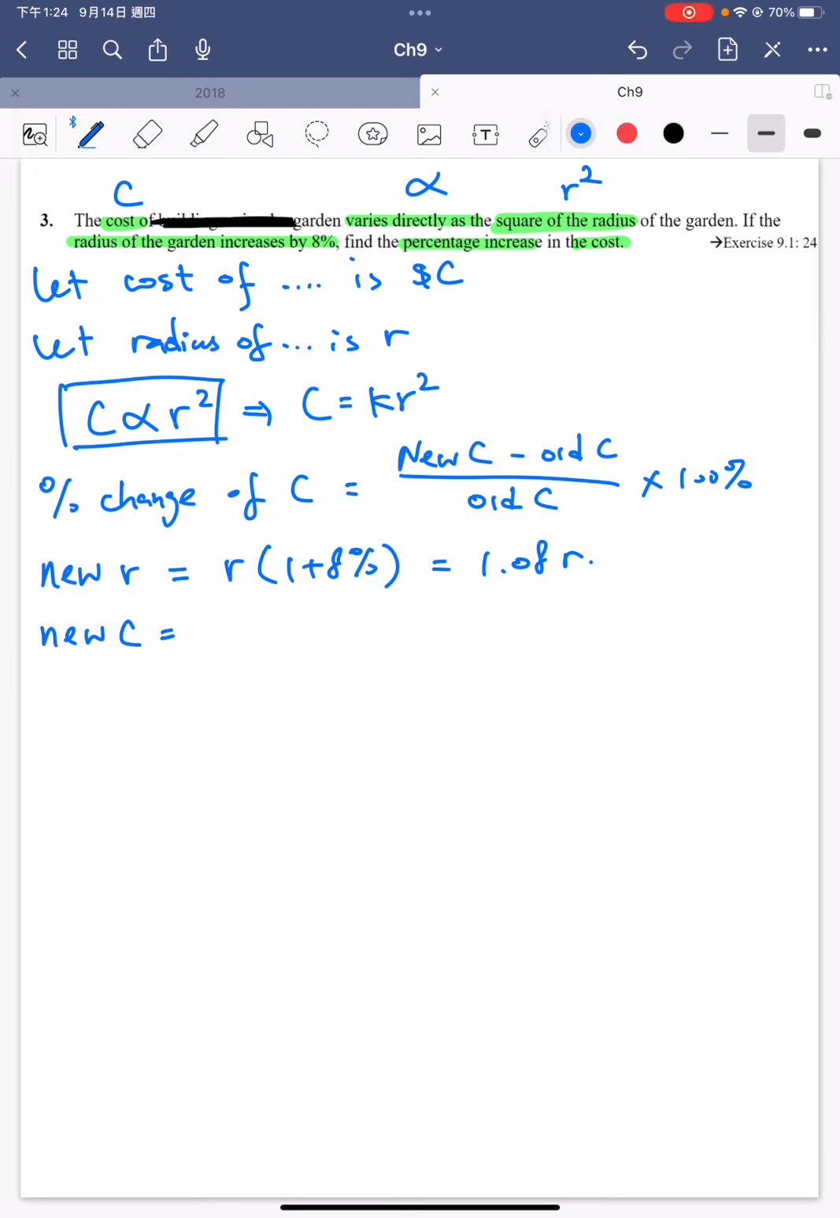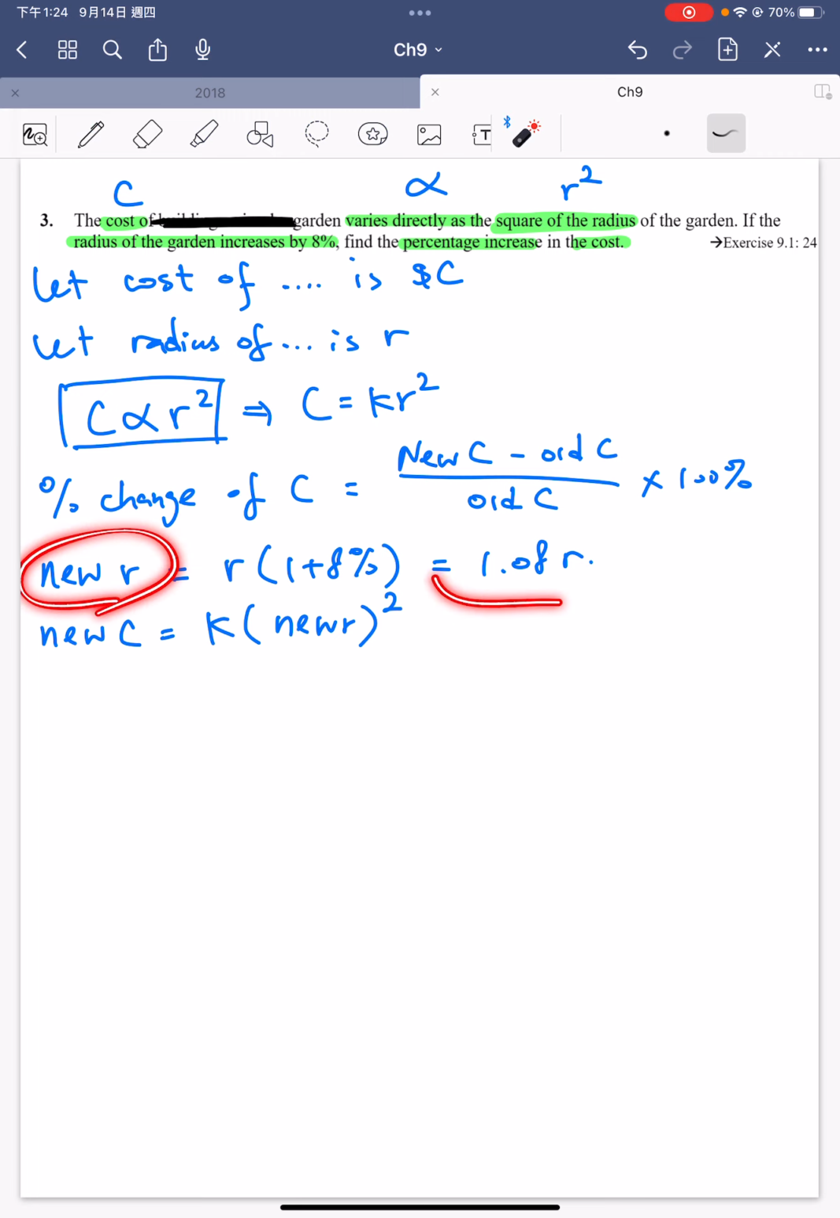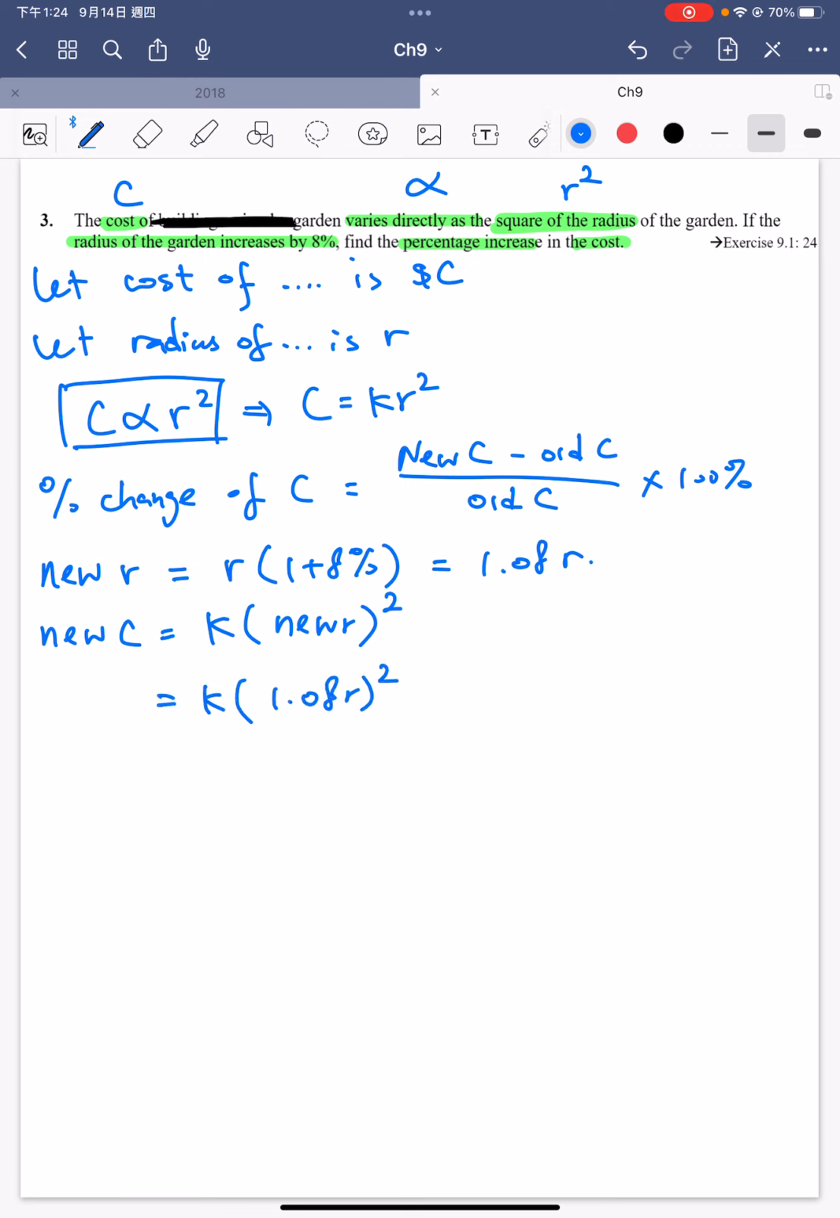And then we can change it to new C is equal to K times the new R, outside brackets, squared. Basically we just change the C to the new C, and the R to the new R. The next step is to substitute the new R, 1.08R, inside this formula. So we have K times 1.08R squared.